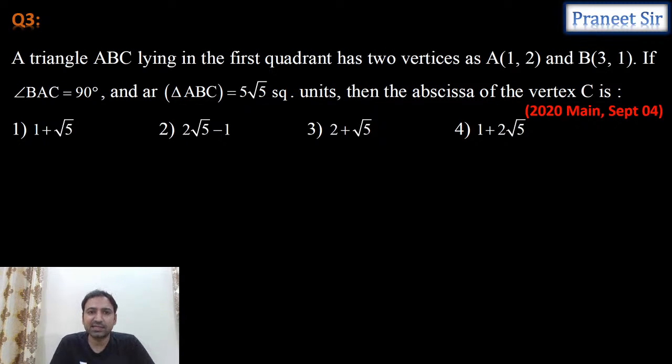A triangle ABC lying in the first quadrant has two vertices given. If the triangle ABC is a right angle triangle at angle A and the area of the triangle is also given, then find the abscissa of the vertex C. Okay, let's take it this way. There is a vertex (1, 2).